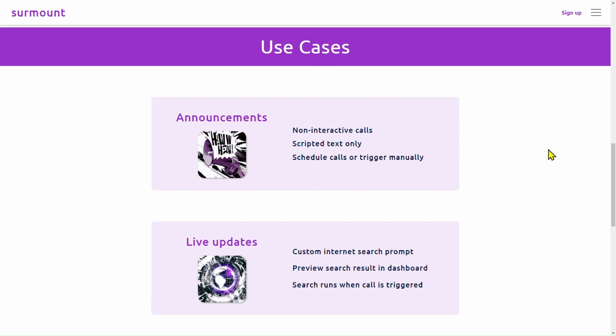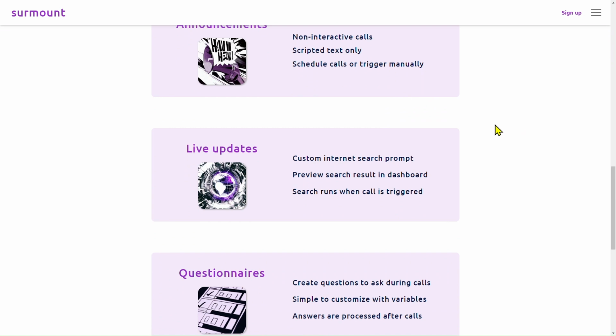So there are three ways of making calls. One is you can make announcements, and this is based on a script that you would provide before the call. Next is you can provide live updates. For example, you can make a weather summary of your city or your contact's city, and then when the call is triggered, either by yourself manually or if it's scheduled to run in the future, the search will run when the call is made, and then the results will be spoken to the person on the phone at that time.